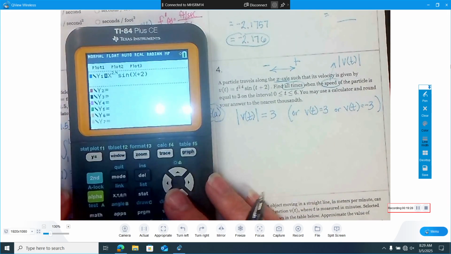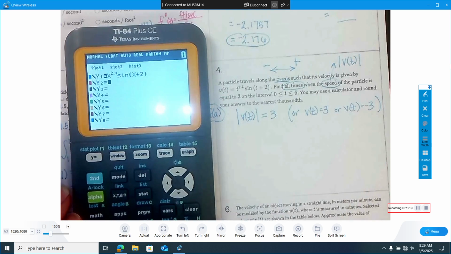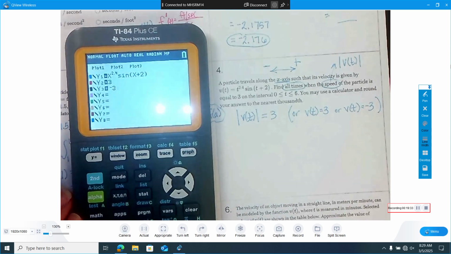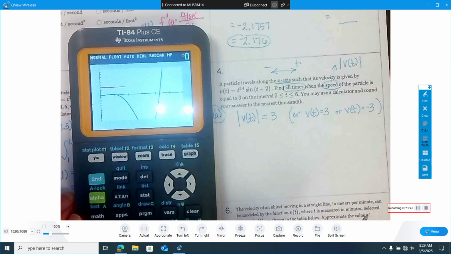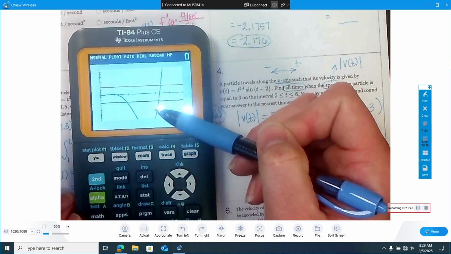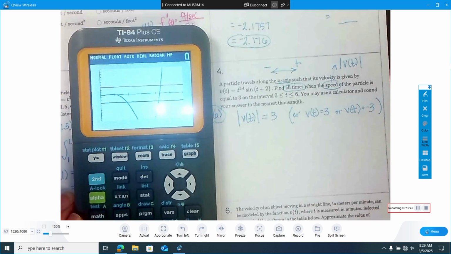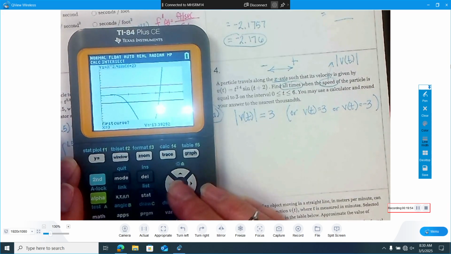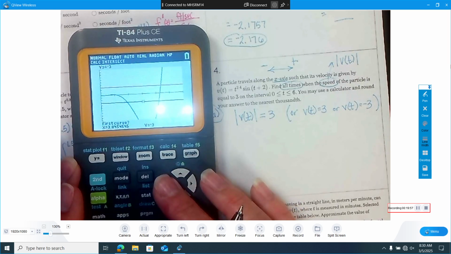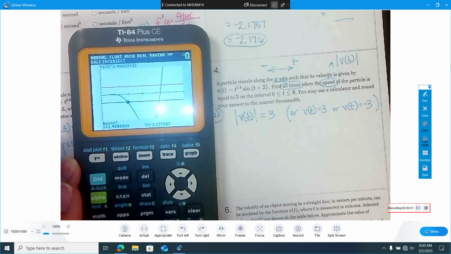So let's do that, because I'm already here. I'm going to do 3, and I'm going to do negative 3 in my y equals, and I'm going to graph those. You can see there's 3 intersections here. So we need to find all those intersections. So we're going to calculate the intersection. Calculate number 5, and I'm just going to move Tinkerbell to my black line using the up and down arrows, and do enter, enter, enter.